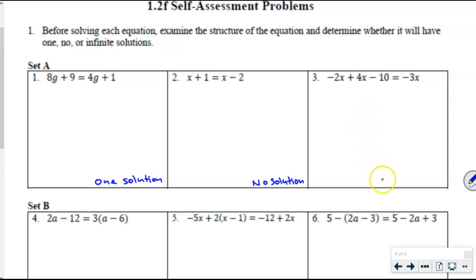And number 3. Jamie, how do you know? Good. They have a different number of x's. And again, we might have to take a simplifying step first. We can see negative 2x plus 4x is going to be negative 2x. And it's equal to, on the other side, negative 3x. So again, one step. I haven't completely solved it, but now I've done enough that I can see different amounts of x's on each side, so one solution.